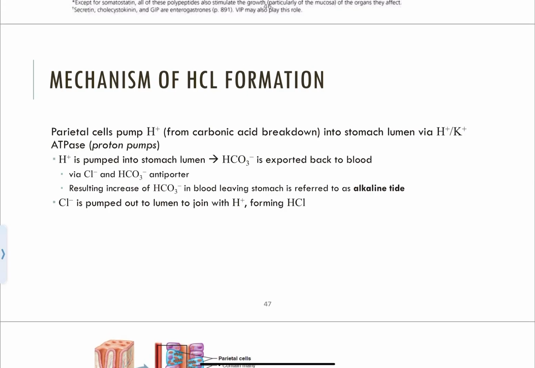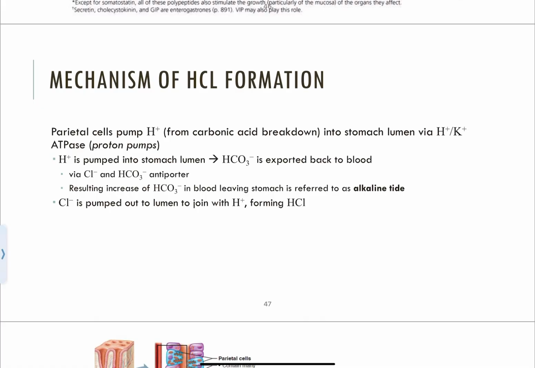Okay, mechanism of hydrochloric acid formation. Our parietal cells, when they're stimulated, are going to pump hydrogen ions from carbonic acid breakdown, which we'll talk about, into the stomach via a hydrogen potassium ATPase protein pump. So the parietal cells are pumping hydrogen ions into the stomach lumen, and we'll talk about the source of the hydrogen ions that are being pumped.